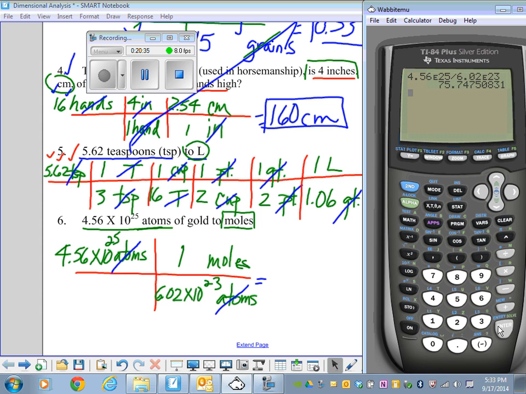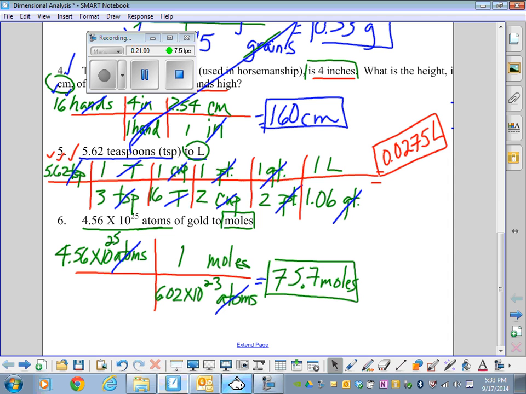And here's my answer. Now, we started with 3 sig figs, so the final answer will have 3 sig figs. That would be 75.7 moles. And that is your first work with dimensional analysis.